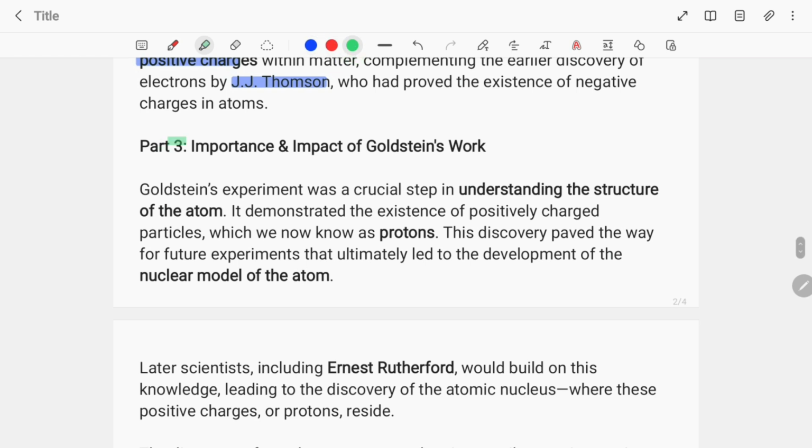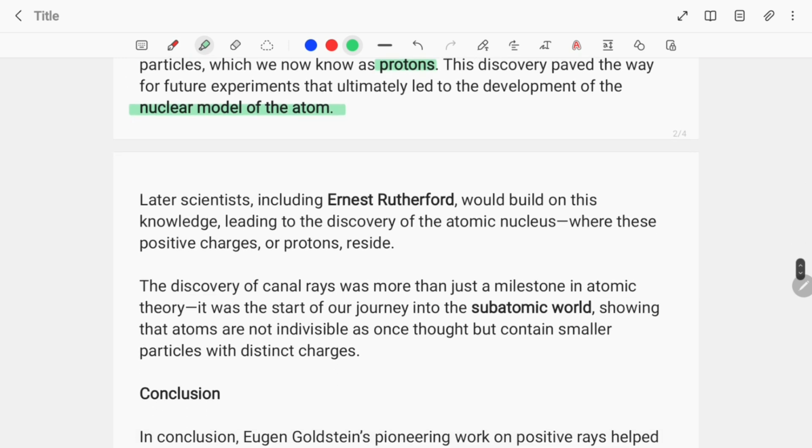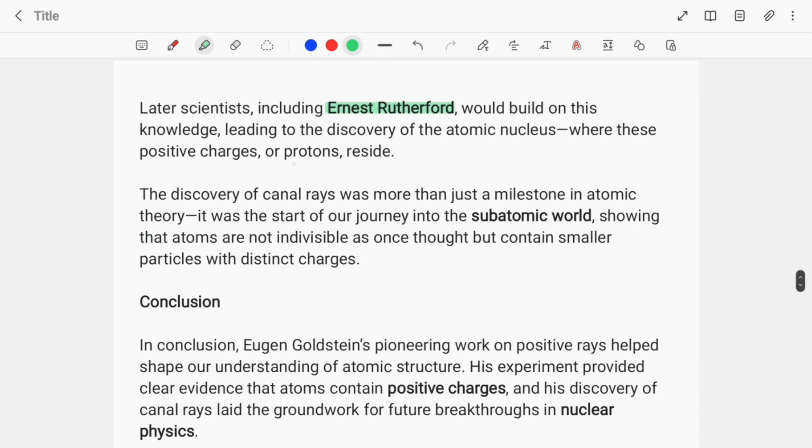Part 3, Importance and Impact of Goldstein's Work. Goldstein's experiment was a crucial step in understanding the structure of the atom. It demonstrated the existence of positively charged particles, which we now know as protons. This discovery paved the way for future experiments that ultimately led to the development of the nuclear model of the atom. Later scientists, including Ernest Rutherford, would build on this knowledge, leading to the discovery of the atomic nucleus, where these positive charges, or protons, reside.